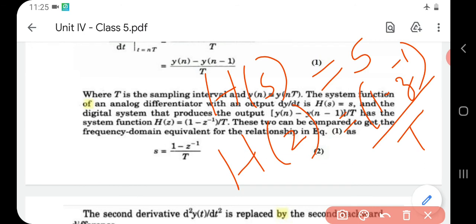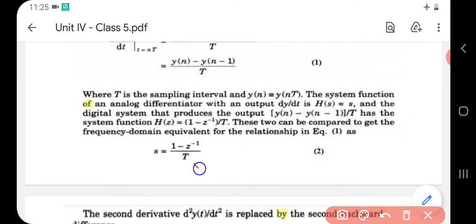Now you are equating these two. So how will the equation be? s is equal to this one. s will be equal to 1 minus z raised to minus 1 by T, equation 2.